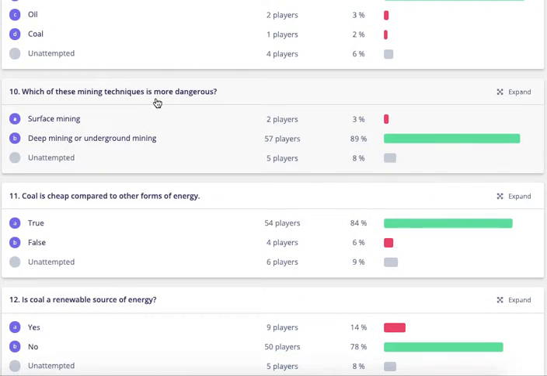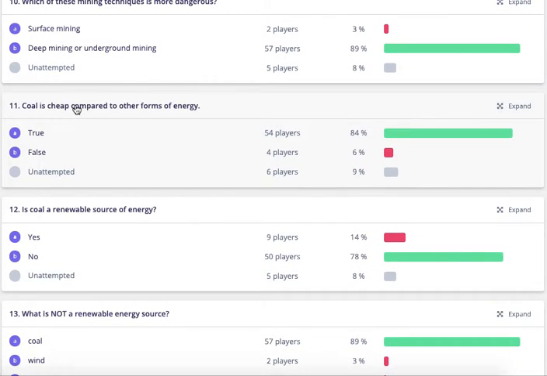Which mining technique is more dangerous? Obviously the underground stuff. We talked about that when we talked about mining. Coal is cheap compared to other forms of energy. True, that's one of the reasons why it's used so much. The other is that it's energy dense. You get a lot of energy out of not a lot of volume.